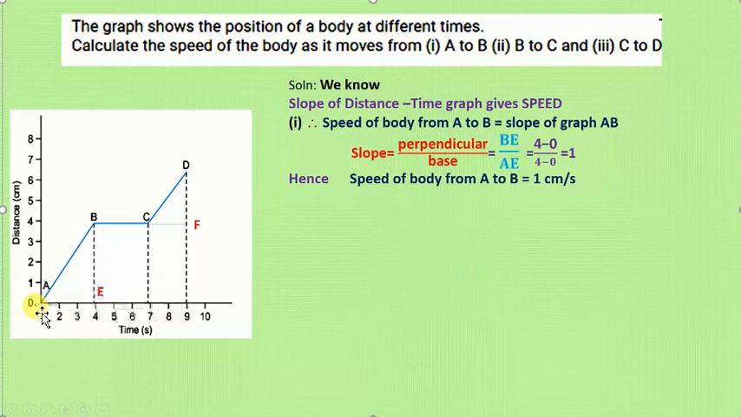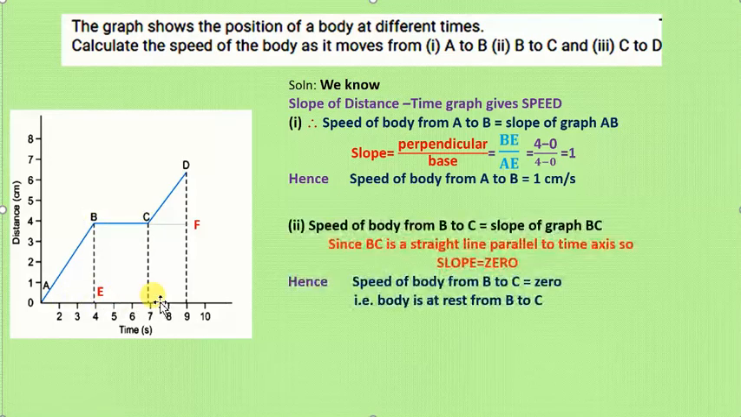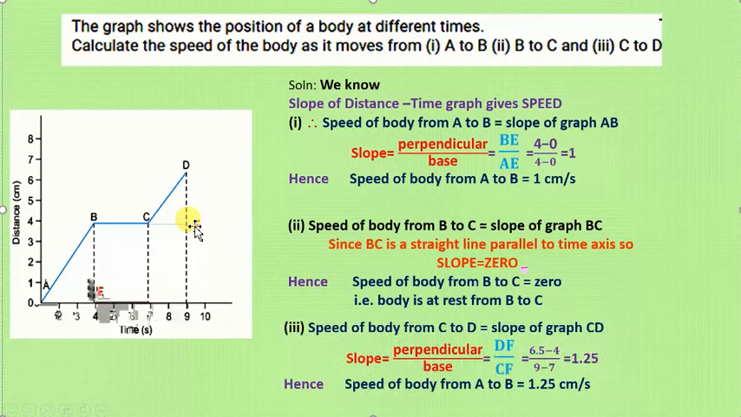Similarly, we can find the speed from B to C. As it is clear, there is no slope. It is parallel to time axis. Slope is 0. Hence, speed will be 0. And similarly, in the third case, you can find the slope by calculating perpendicular DF and base CF, and then dividing these two terms, you can get the value of speed.